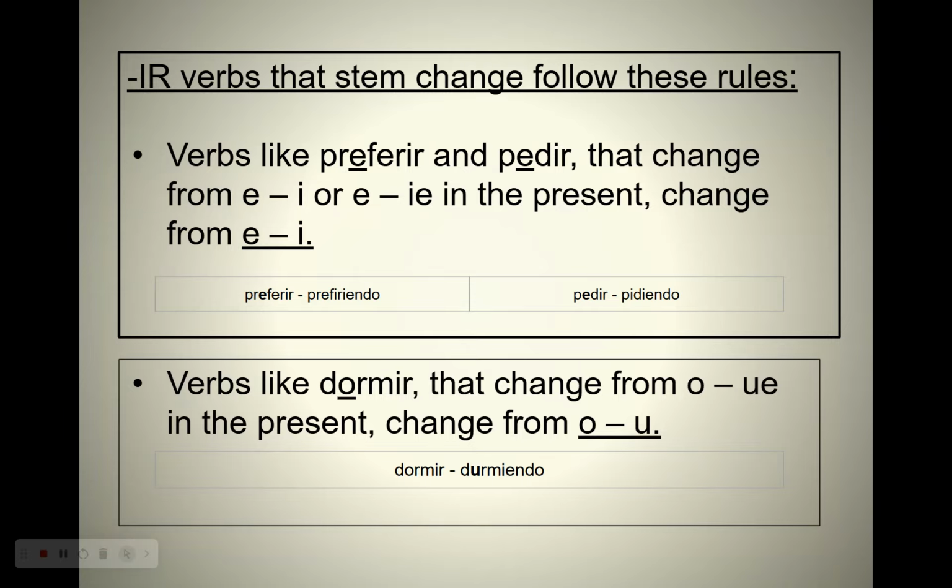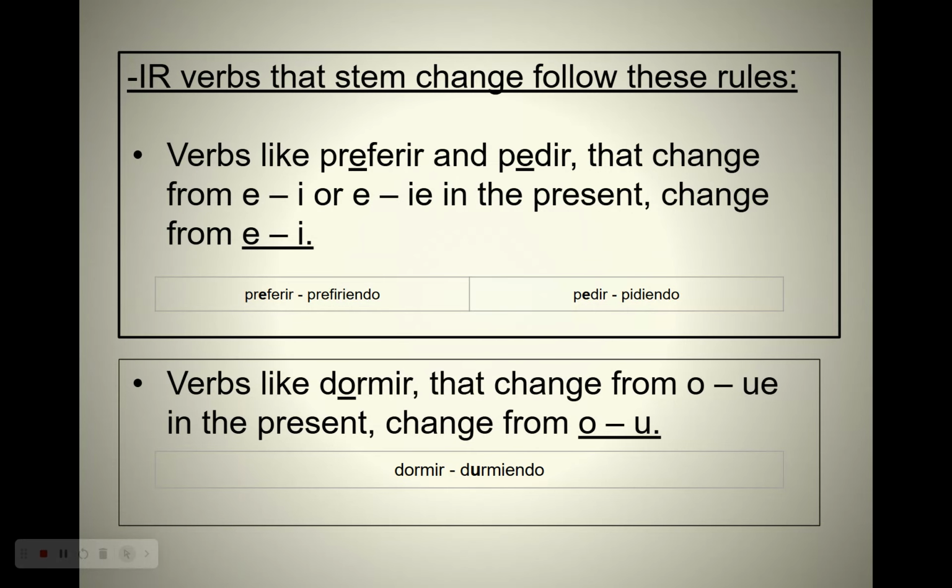However, also like in the preterite, IR verbs that have a stem change in the present do have a stem change in the present participle. So our examples here for verbs that change from E to I in the present participle are verbs like preferir, to prefer, and pedir, to ask for or to order. And these are verbs that change from E to I or E to IE in the present. You'll note that they change from E to I in the preterite. So for preferir, our present participle is prefiriendo, and for pedir, our present participle is pidiendo.